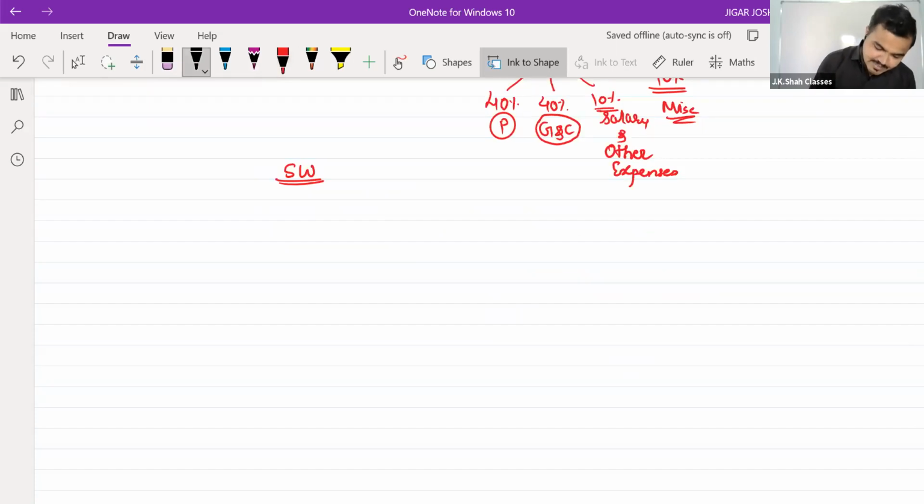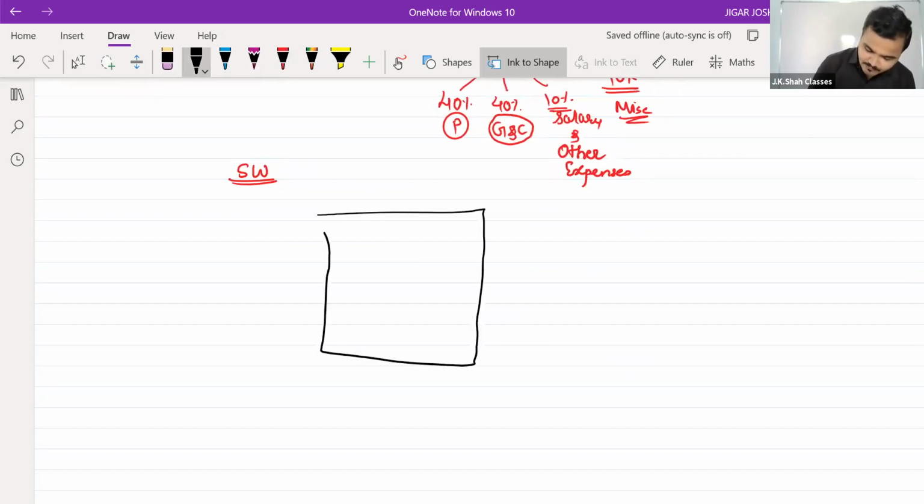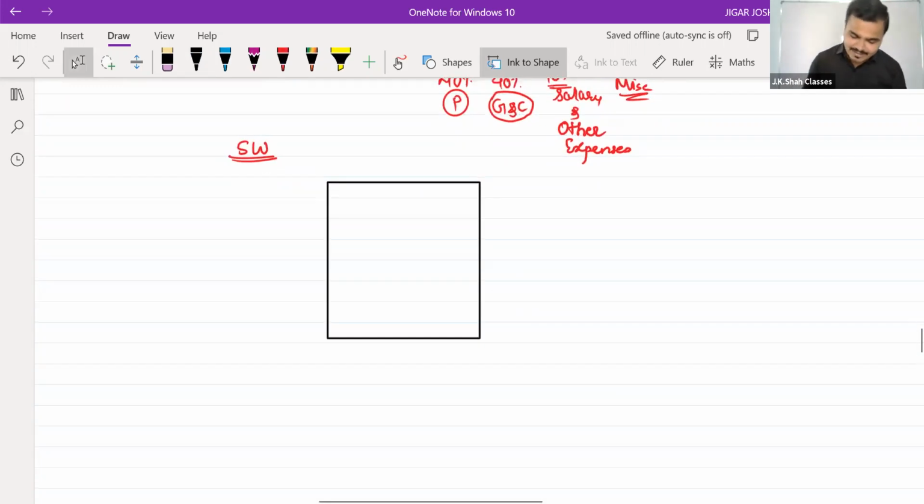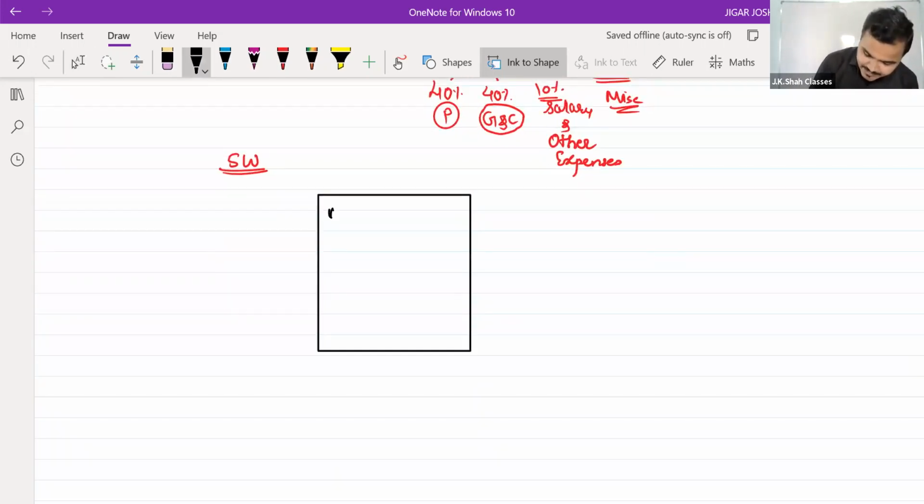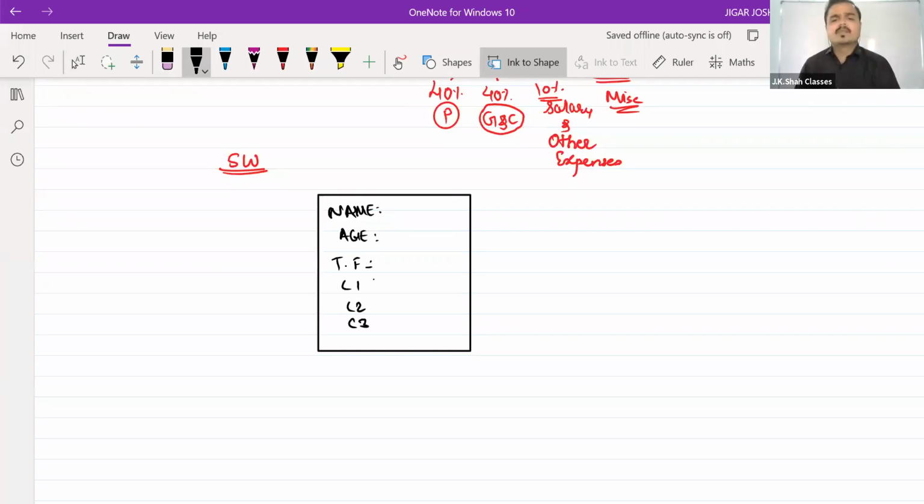Suppose you design one software in which you put some conditions. Let me mention: name is there, age is there, to identify whether the person is a senior citizen or not, ticket fare will be there, and there is condition 1, condition 2, condition 3, something which you want to check. Agree? Now, this is the software.